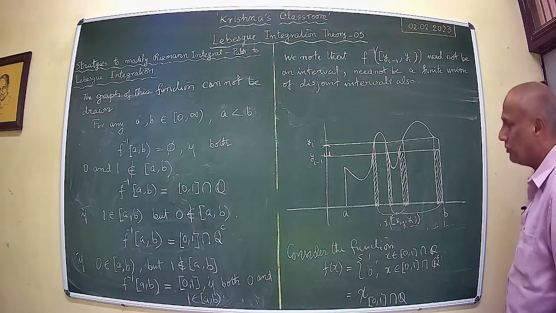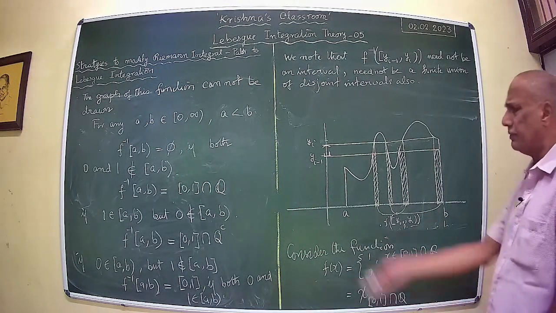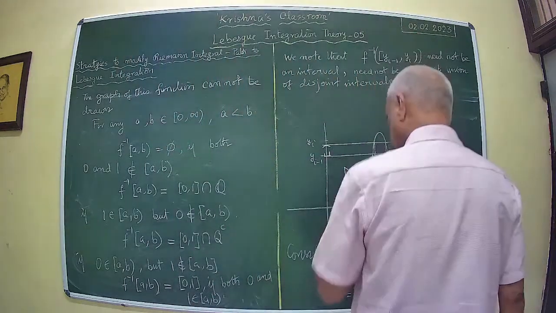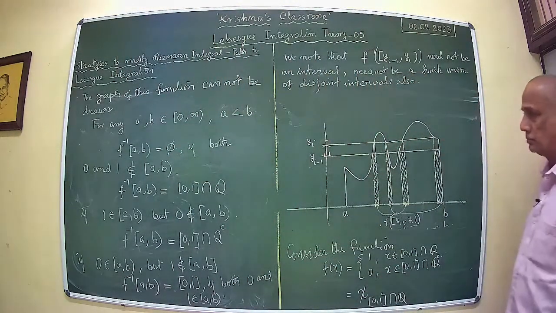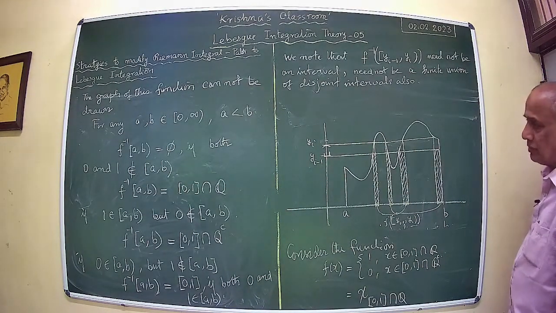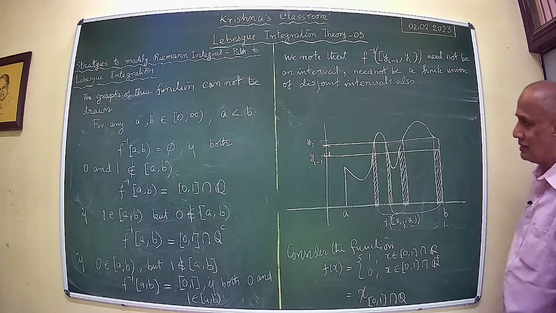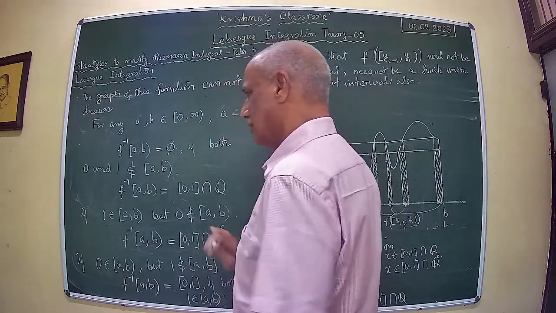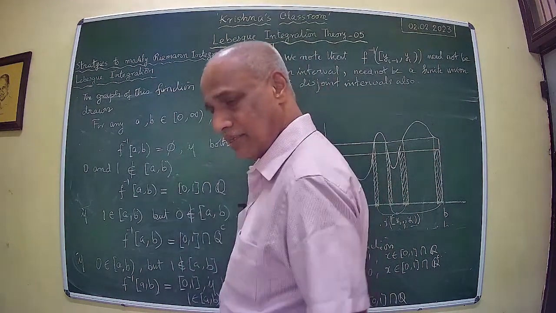For that matter you don't have to take any set, but we are interested only in intervals of this kind, right? You see, now what about the set that you have, f inverse of (a,b)? This is not an interval. This is also not an interval. So f inverse of (a,b) need not be an interval.